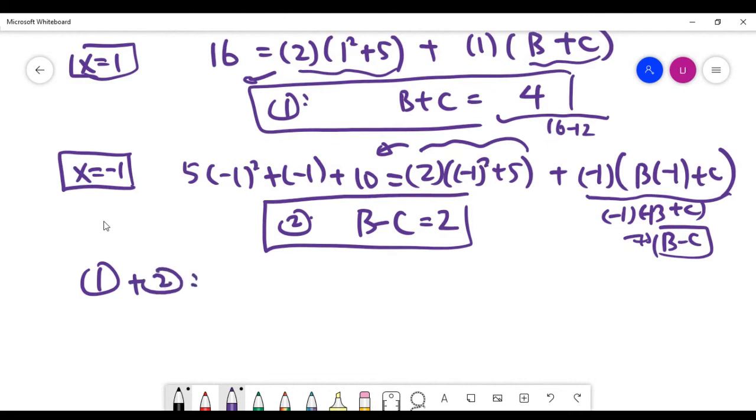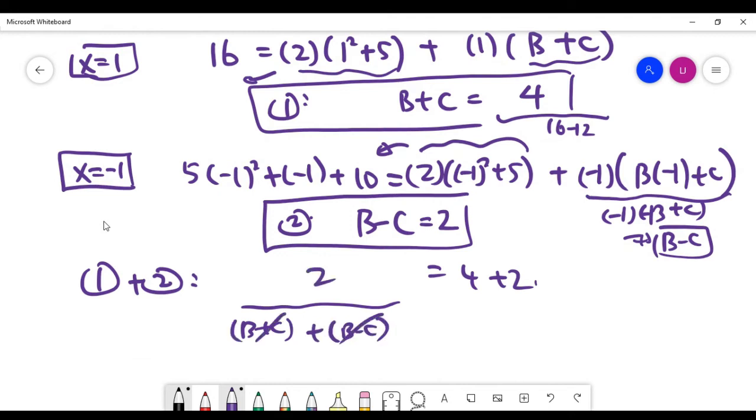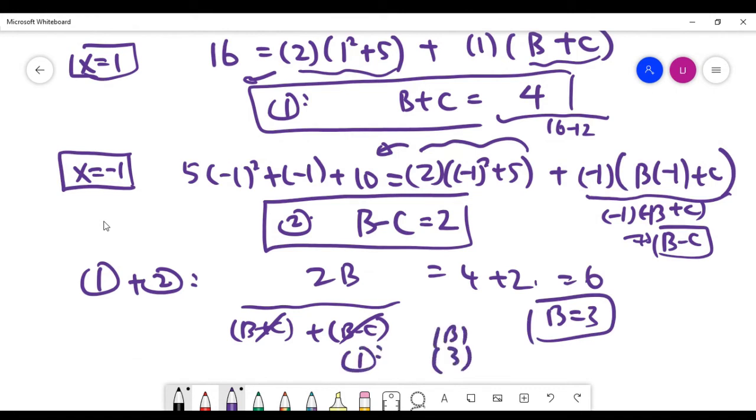Maybe I can add the two equations up. After adding the two equations, you see the left-hand side is b plus c plus b minus c. So the c is gone, which means you have 2b. 2b is now the same as 6, which means b is actually 3. And to find c is actually easy because I can use the first equation. b now is 3, right? So 3 plus c equals 4, which means c is actually 1. So at this stage, we successfully find all the constants a, b, c, right?